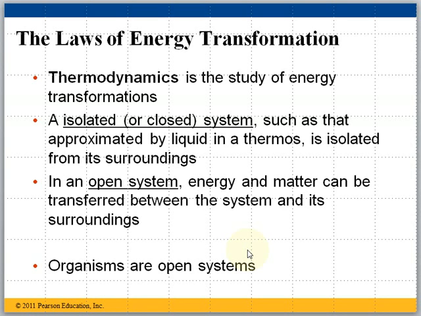So you can have an isolated system. Here their example is liquid in a thermos that's kind of isolated from the rest of the environment. Or you can have what's called an open system where energy and matter can come in and out. So when we're talking about living creatures here on planet Earth, you need to keep in mind that we're going to be talking about an open system. Living creatures are an open system. They're constantly taking in energy from the outside, and they're getting rid of waste products. So there are things coming in and there are things going out.